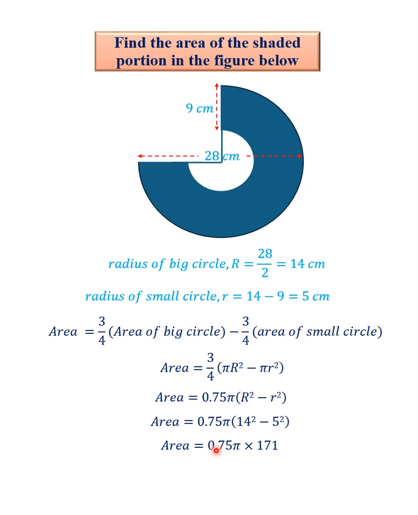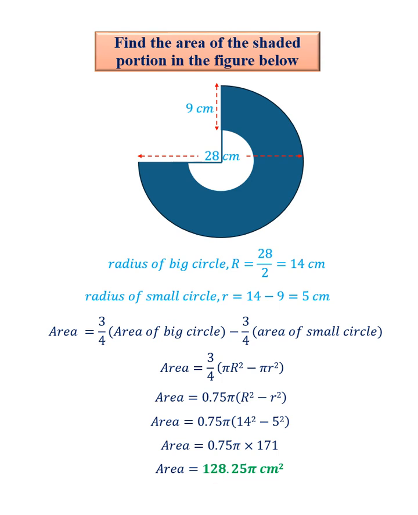I'm going to leave my answer in terms of pi because we know the value of pi, so we can always put it if we want the figures completely for this solution. 0.75 times 171 will give us 128.25. In terms of pi, that becomes the area of the shaded portion. So the answer is 128.25 pi centimeter squared. This is the answer to the question, and it's very, very interesting and simple. If you get what I've done, then you can try this.